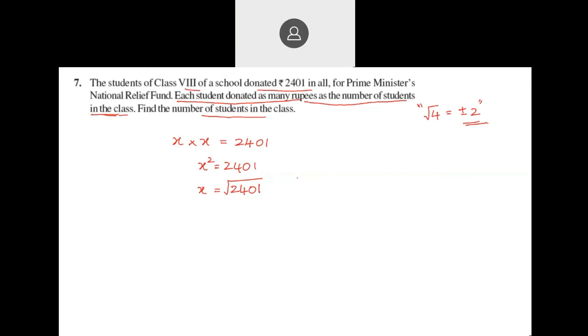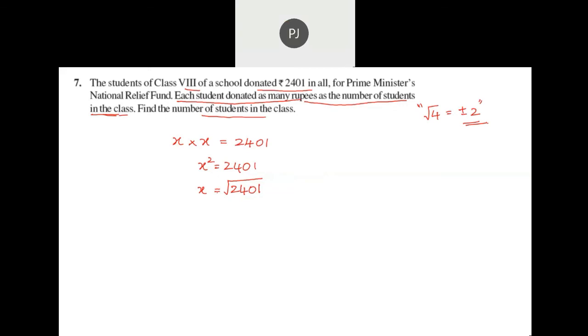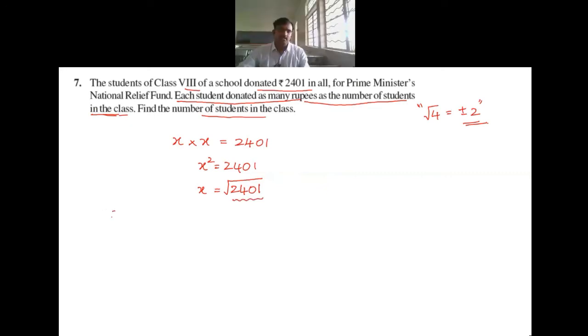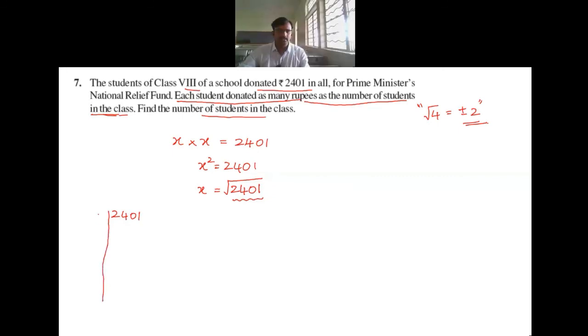Negative number of students won't be there, negative amount cannot be collected. So how do we find the square root of this? Prime factorization method or long division method. Okay, let's follow the prime factorization method.